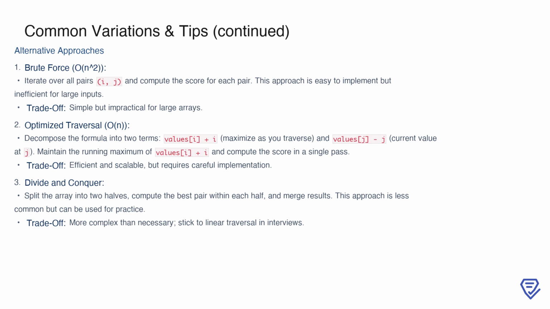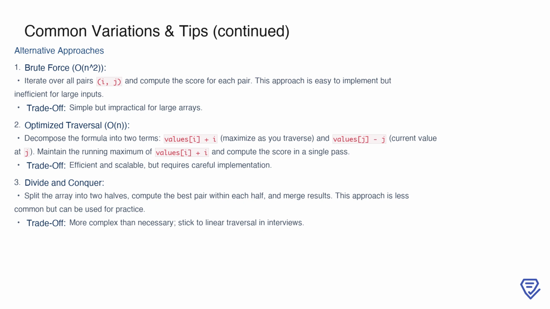A more efficient approach is optimized traversal, which leverages the decomposition of the formula into values[i] plus i, and values[j] minus j. By maintaining a running maximum of values[i] plus i as you traverse, you can compute the score in a single O(n) pass. This method is both scalable and highly efficient, though it requires careful implementation to avoid logical errors.